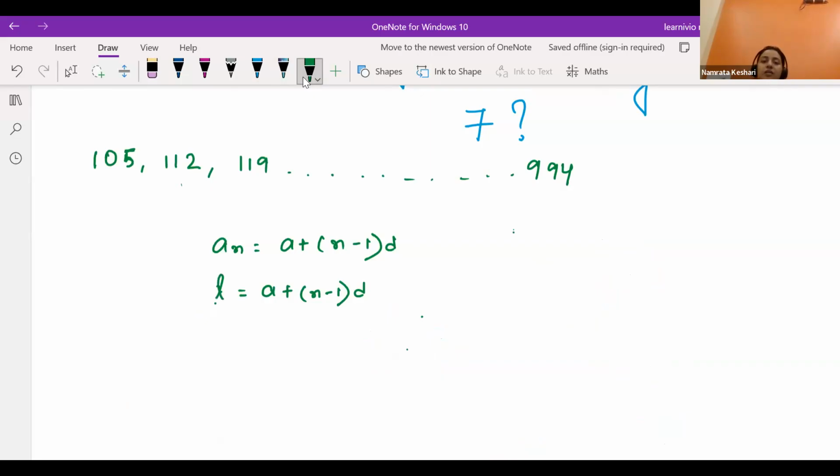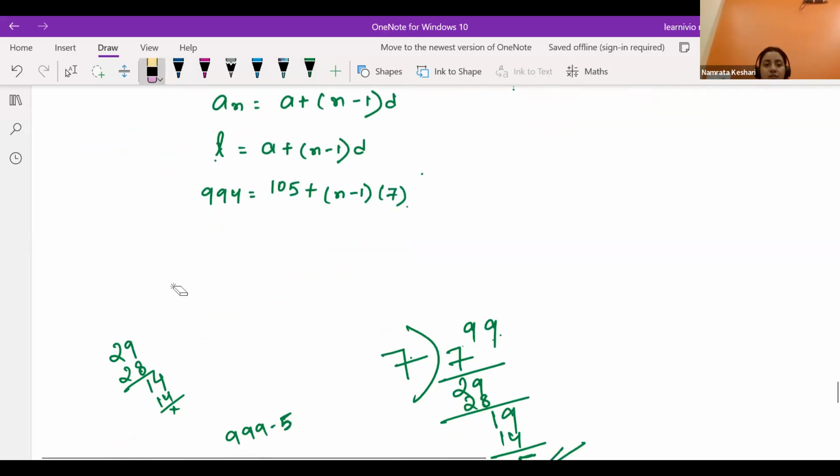Last term L is 994. Our A is 105. We want to find how many terms there are, or at what place this 994 is sitting. This is the first term, this is the second term, this is the third term. We have to find the number n. Multiply 7 into n minus 1. Please find it from here.